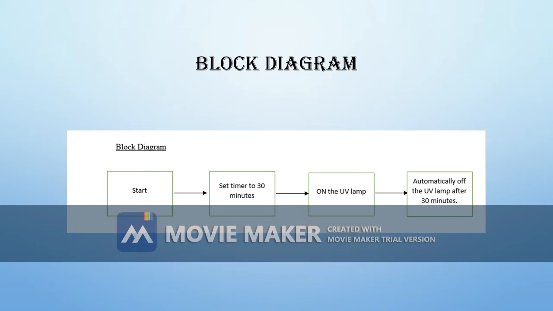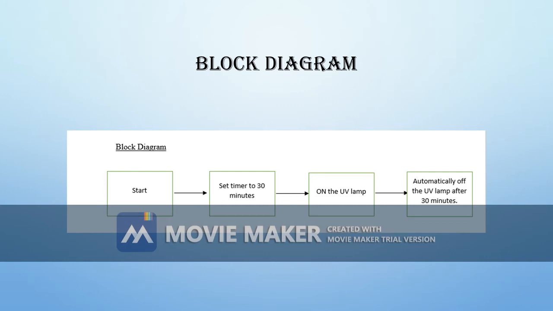Similar to the flowchart, the block diagram also shows the pathway of my project. As we can see, the device will start and the user needs to set the timer between 0 to 30 minutes. If the timer is less than 30 minutes, the device will turn on the UV lamp and take the reading of temperature and humidity of the surroundings using the DHT11 sensor.